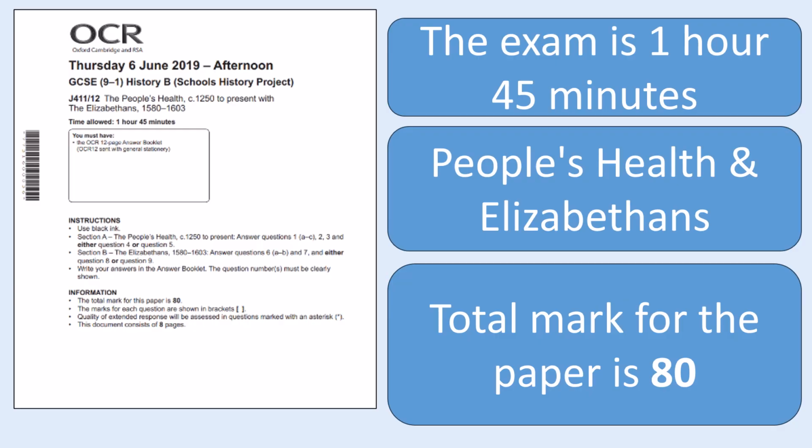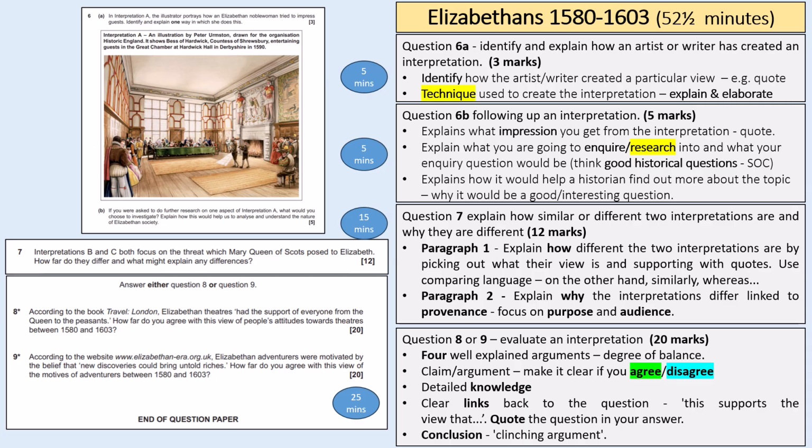So the exam is 1 hour 45 minutes. You can do this alongside people's health and the total mark for the paper is 80. Now this just gives you an overview of how to answer all the different questions on Elizabethan, so you can pause this and get those final messages for how you want to answer the questions. But we're just going to walk through a paper now so we can have a look at some of the different ways in which you can answer these questions.